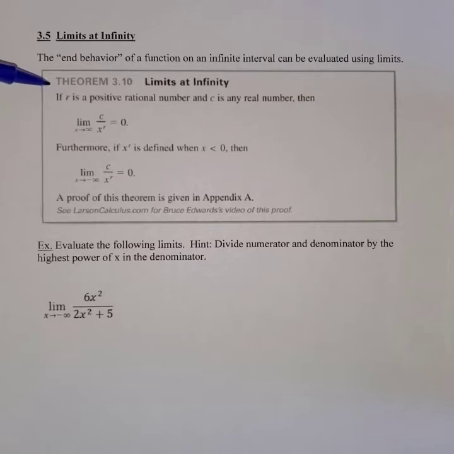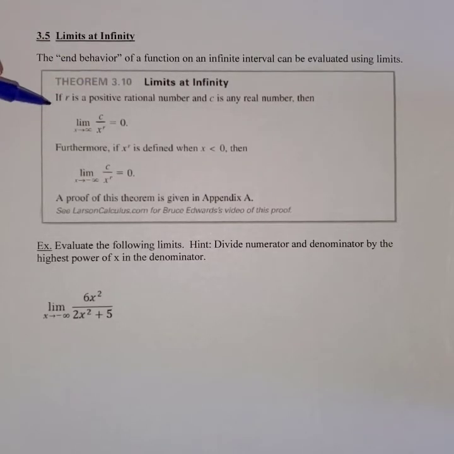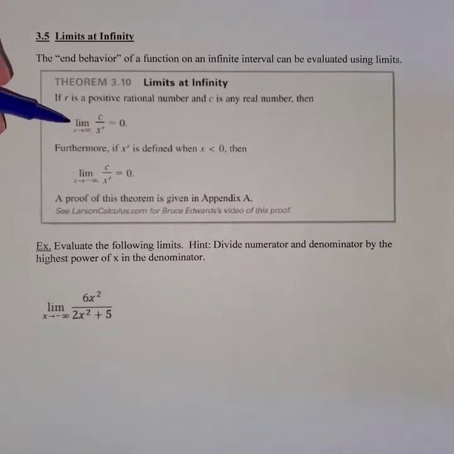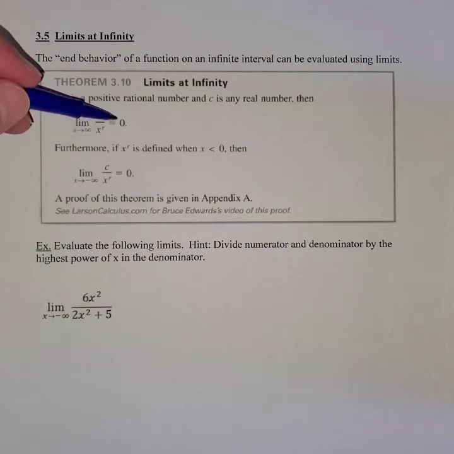So we have a theorem for limits at infinity, and it says if r is a positive rational number and c is any real number, then the limit as x approaches positive infinity of c divided by x to the r power equals 0. So this is saying that if you have some constant divided by x to the r power and the limit goes to infinity, that's equal to 0.